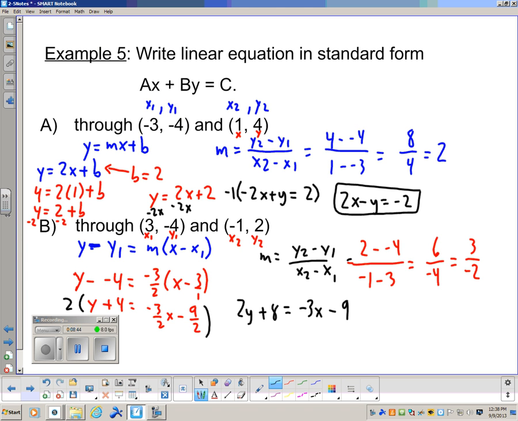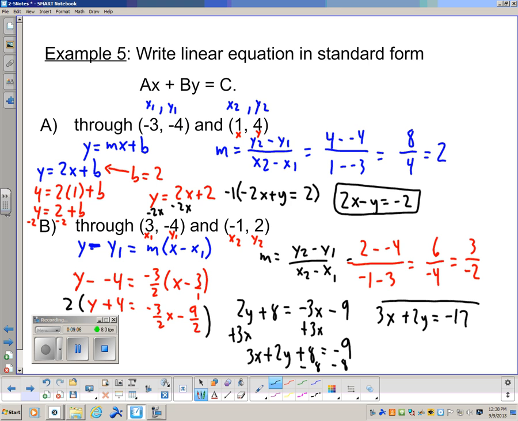Let's get our x's on the same side by adding 3x. Still trying to get in standard form, so 3x plus 2y plus 8 equals -9. And then my last step is to get the constant on one side. So I got to subtract 8. And I get 3x plus 2y equals -17. And there it is in standard form. All right.